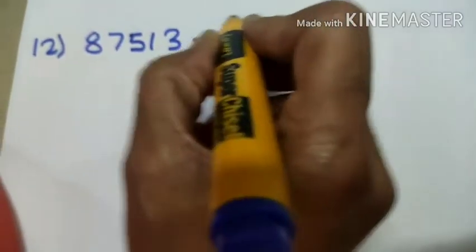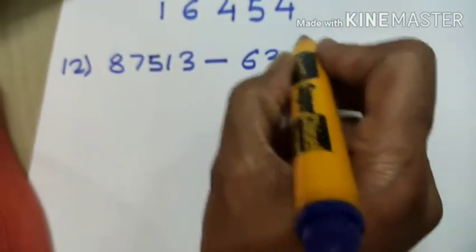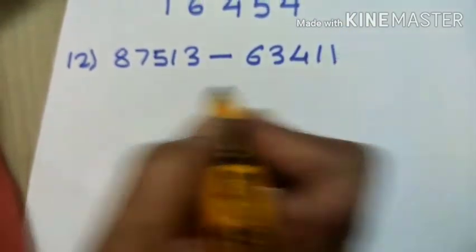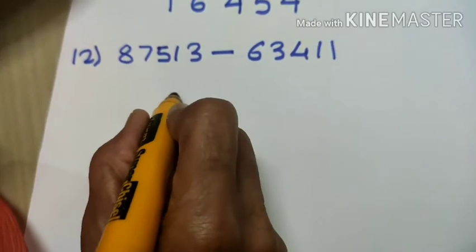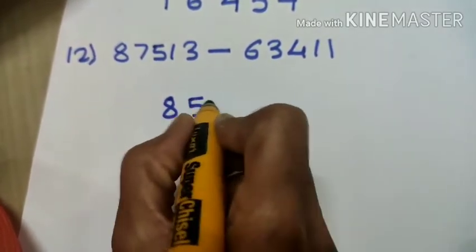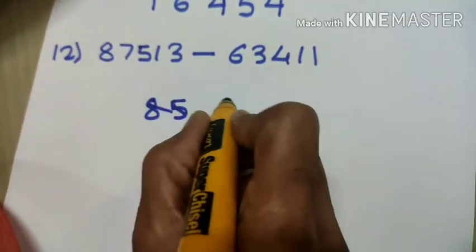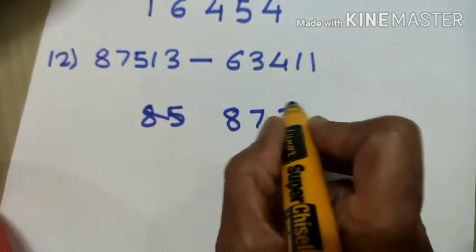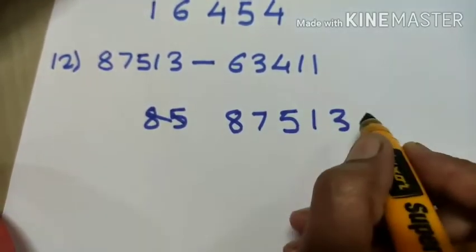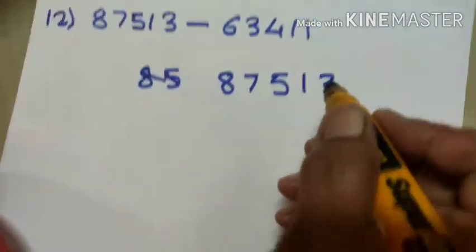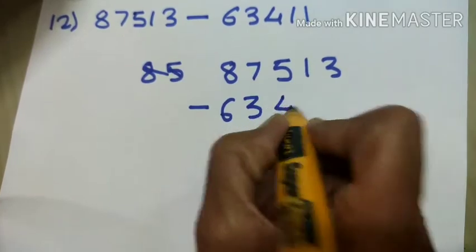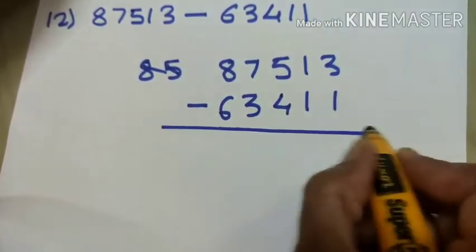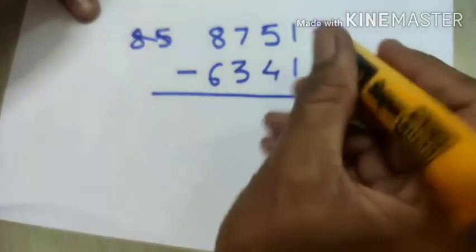It is 87,513 minus 63,411. Now see, both are 5-digit numbers. So one below the other you have to arrange properly. So first I am writing this bigger number. Column form means standing way you have to write. 87,513 minus 63,411. So this you have to subtract.